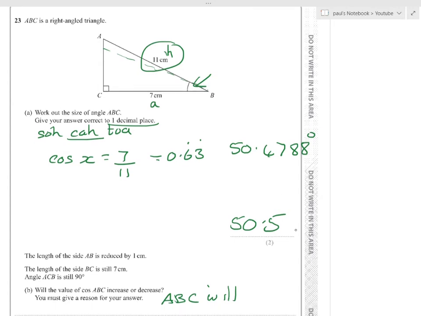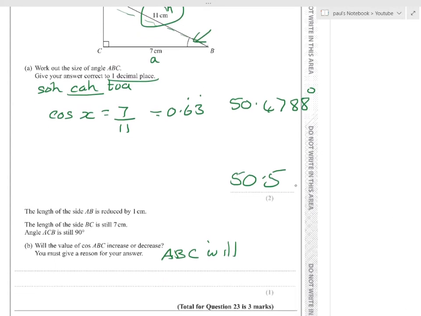So should we just try that? So we go cos x equals 7 divided by 10 this time, which is 0.7. So shift cos 0.7 equals 45.5.